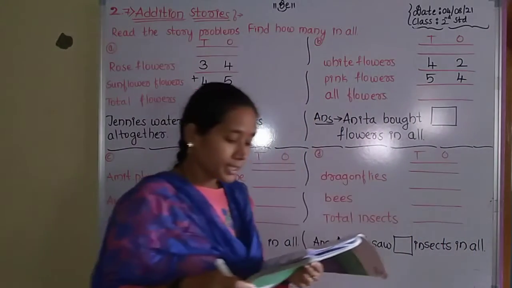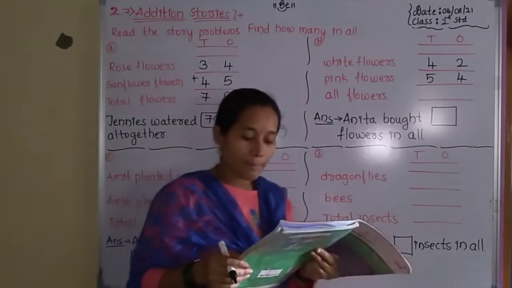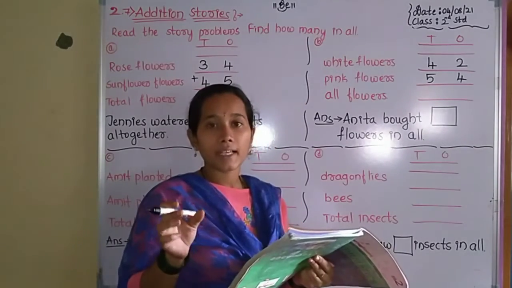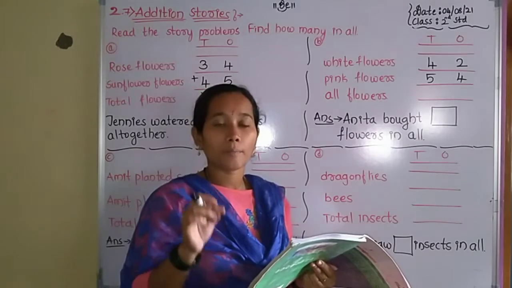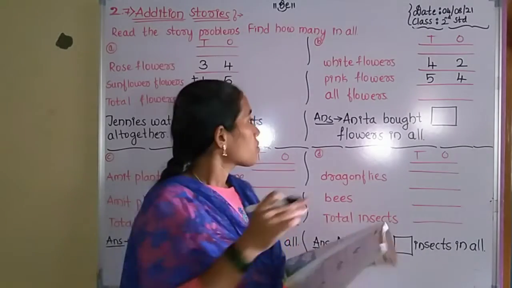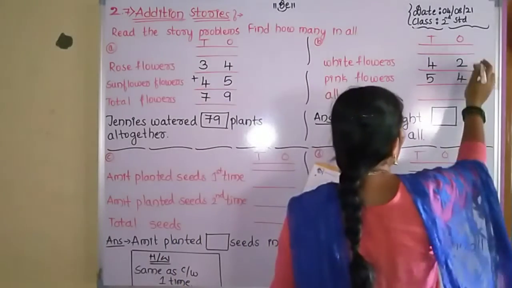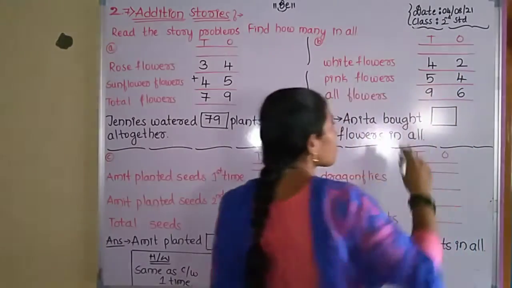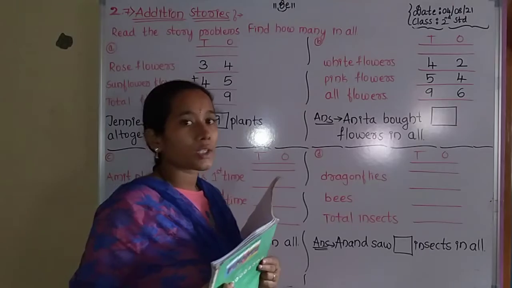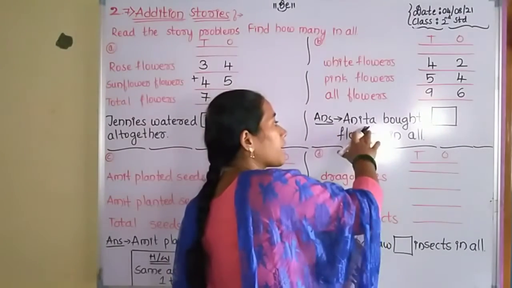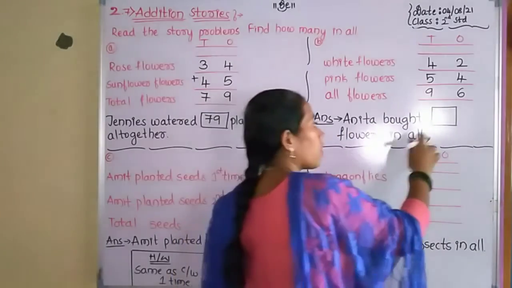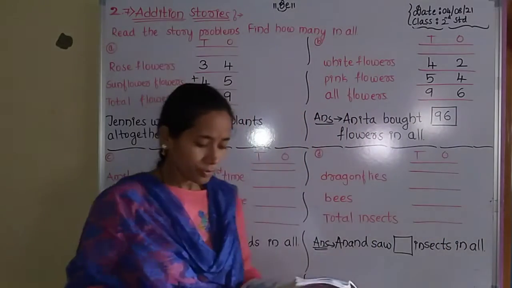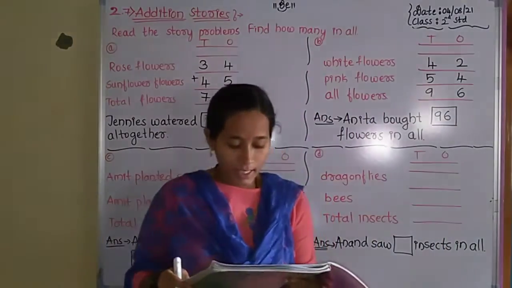Then the last sentence is: how many flowers did she buy in all? Here the last words imply it is an addition story problem. Which words? In all. So all flowers. 2 plus 4 is equal to 6. 4 plus 5 is equal to 9. Lastly we have to write the word conclusion: Anita bought 96 flowers in all.